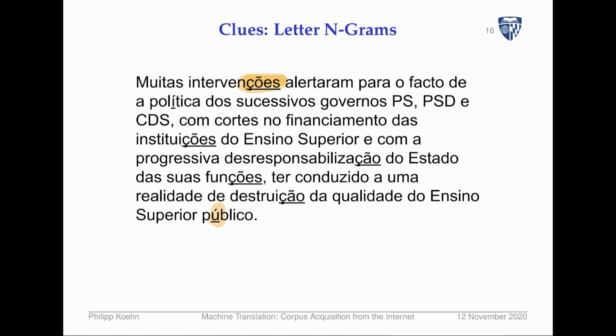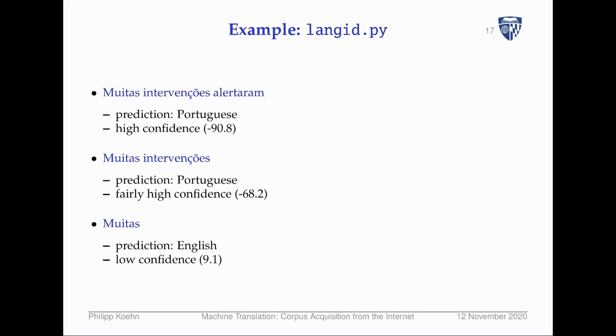So the basic, most common way to build a language ID is just go by a character-based model that just looks at letter n-grams. There's actually a Python library that you can readily use to do this. You can feed it multiple things and see what it predicts. If you say here, muitas intervenções aleatórias, then it predicts Portuguese with pretty high confidence. If you only give it 2 words, it still predicts Portuguese with fairly high confidence. If you just give it muitas, it actually predicts English.